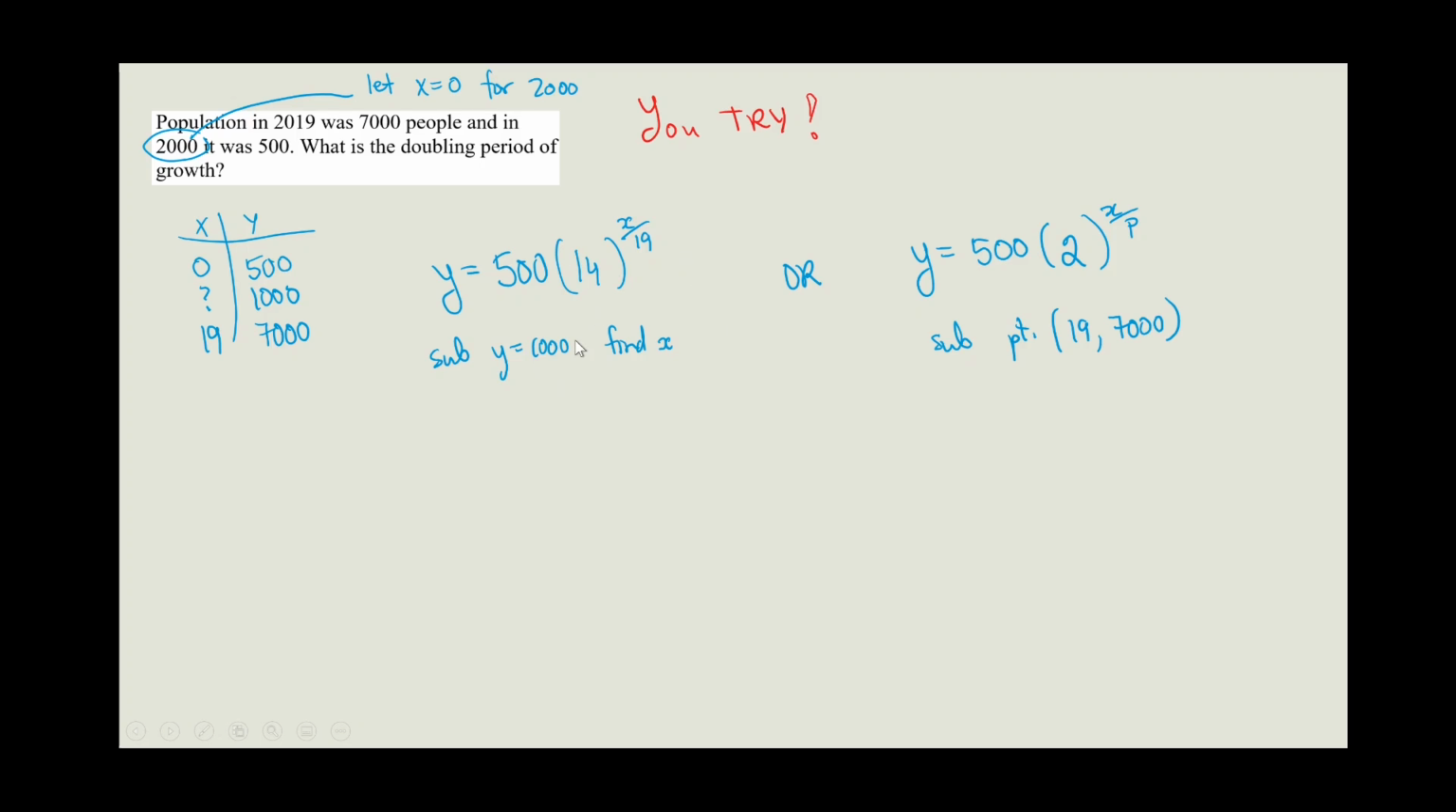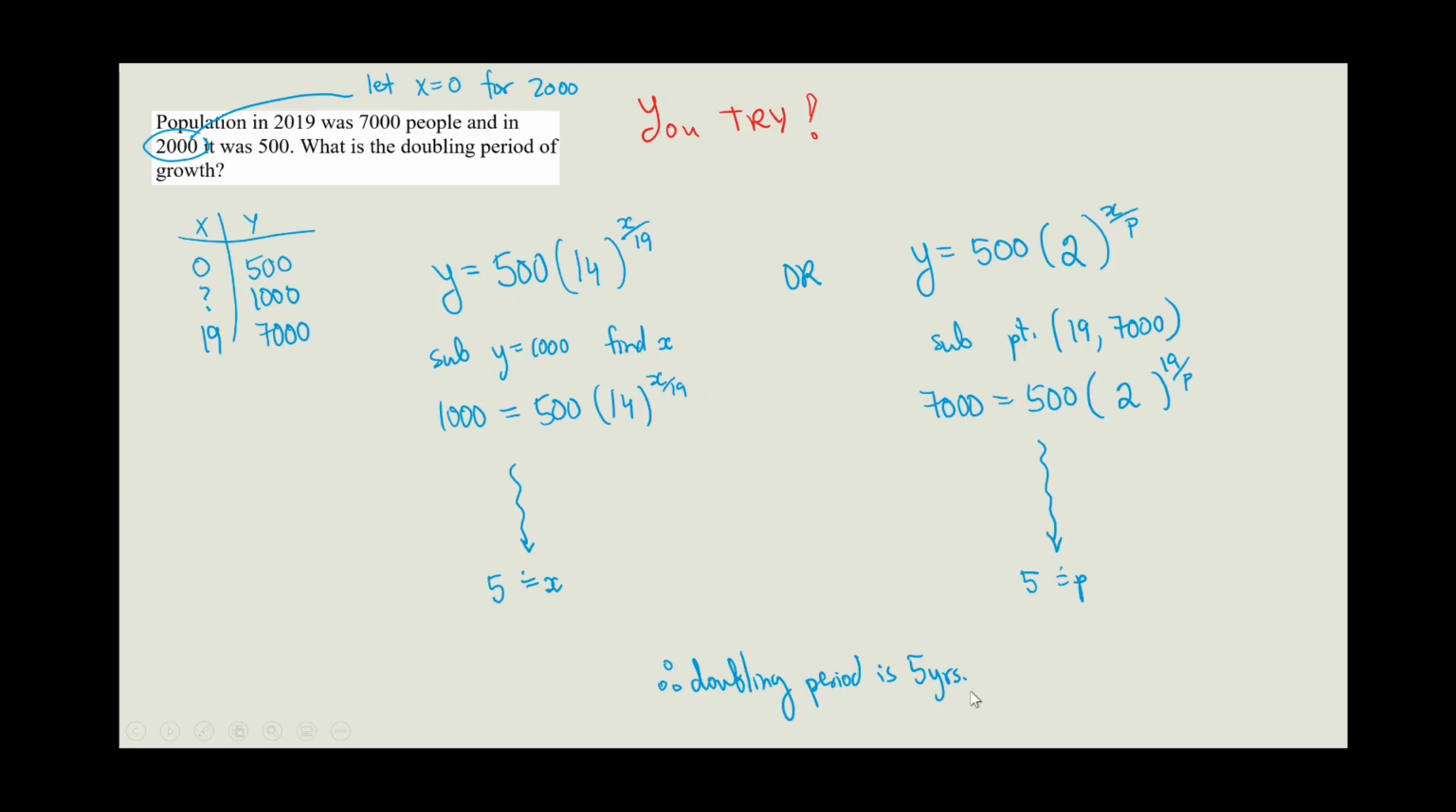That's not the only way to set it up. You could have set it up in this way. You could have said that we don't know the doubling period. So here's the 2 for doubling, and this 2 relates to this unknown period of p. And then we can plug in the point 19 and 7,000 as our input x and output, and solve that. Whichever way you do this, you will get 5 as a result. So you would say it takes 5 years for this population to double. So the doubling period is 5 years.